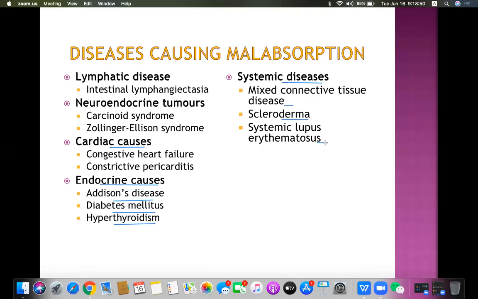So there are so many causes for malabsorption. This is a relatively big topic. If a patient comes to the hospital with chronic diarrhea, and you believe this is a case of malabsorption, now you have a tough job in your hand. You need to take a very good history and do a good investigation to confirm the diagnosis.